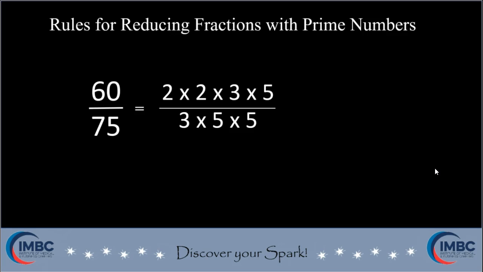Once you have the prime factors, we cancel factors that are common to the numerator and the denominator. The 3 is common in both the numerator and the denominator. We cancel them. I also see that the 5 is in both. We still have a unique 5 and we have the 2s. So we rewrite the reduced fraction as 2 times 2, so 4 over the 5. 60 over 75 is equal to 4/5.